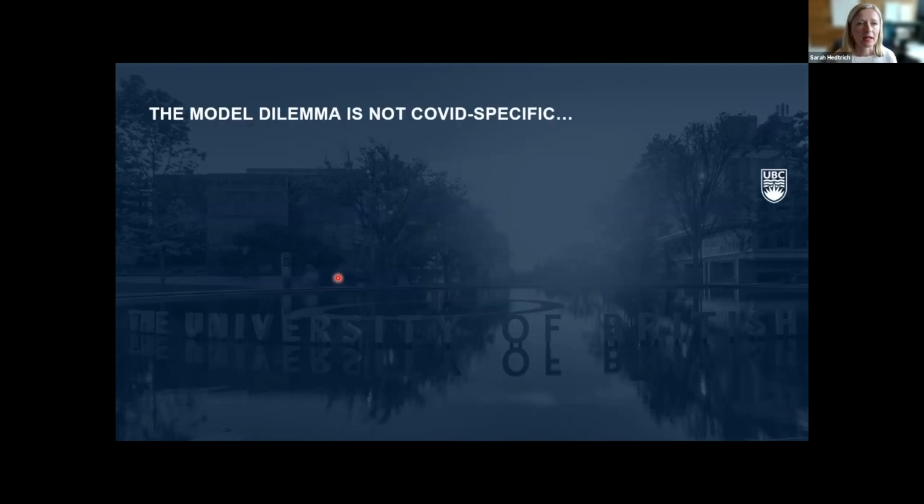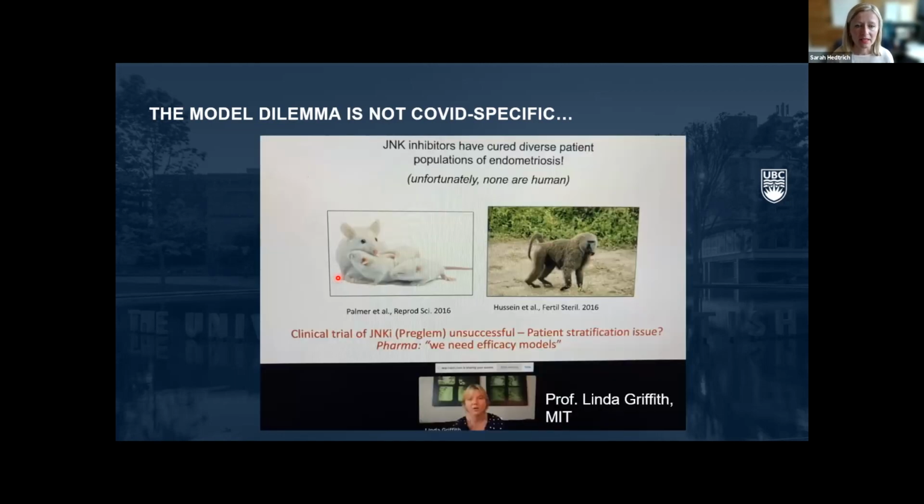But the model dilemma is clearly not COVID specific. COVID just highlighted it once again. And this is actually a slide from a talk that I attended a couple of weeks back. This talk was given by Linda Griffith from MIT, and she does a lot of research in endometriosis.